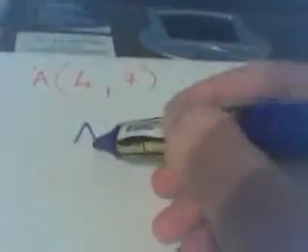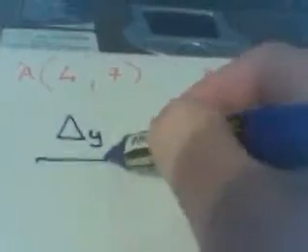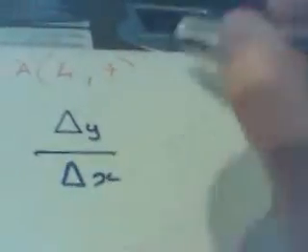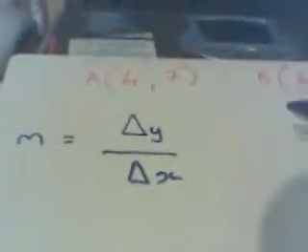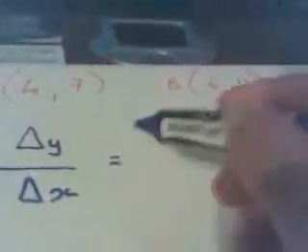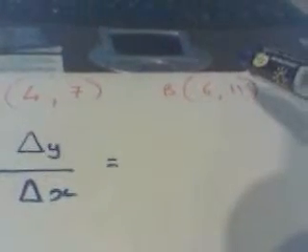We're now looking at finding the gradient between two points. All we have to remember is we're looking at the change in y over the change in x, which is the gradient, which we've often referred to as the letter m. Well, the change in y is merely the difference between the two coordinate points.